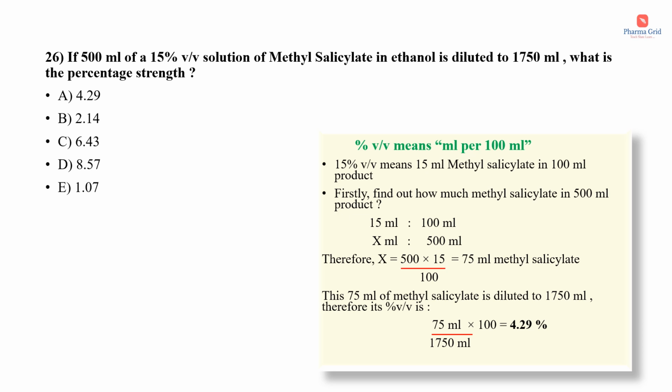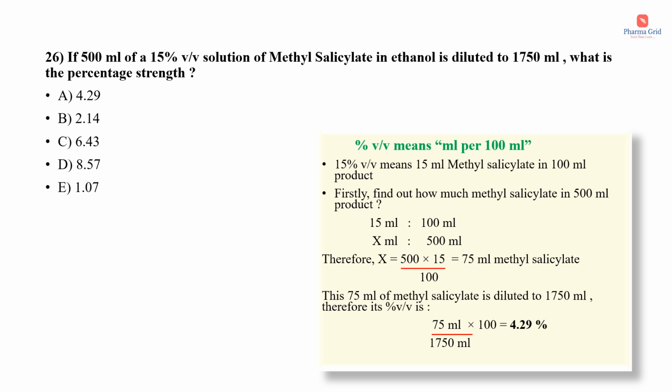So today we are going to continue with the pharmaceutical calculations. Starting with question number 1. If 500 ml of a 15% volume by volume solution of methyl salicylate in ethanol is diluted to 1750 ml, what is the percentage strength?